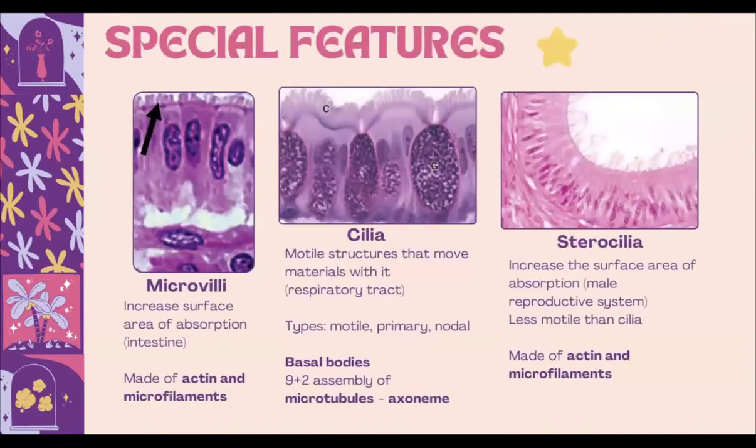And then we're going to come back to the special features that we were discussing. We have 3 special features that cells can have. First, we can have microvilli. These can look similar to cilia, but they're shorter than cilia. Cilia are very long, while microvilli are truly very, very short. Their purpose is to increase the surface area of absorption, and they're usually found in the intestines.